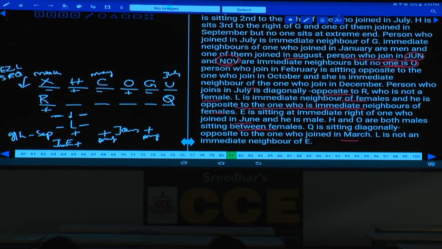Are you following this one or not? Then tell me, June must be at this place. And what is the other thing left over here? November must be in the row which is facing towards north. Tell me what the other possibility is. June is here, November is here, and one more piece of information is there. The person who joined in July is diagonally opposite to R.